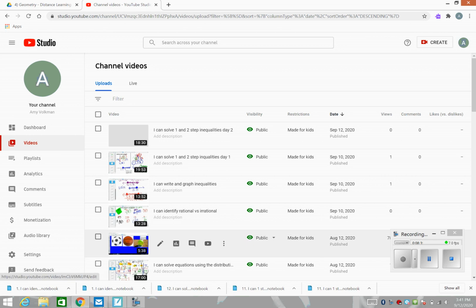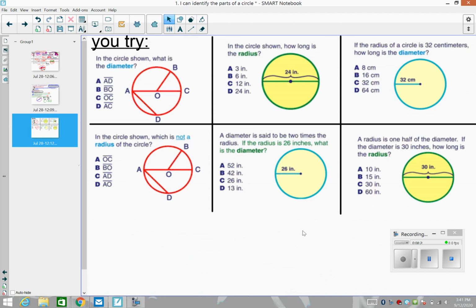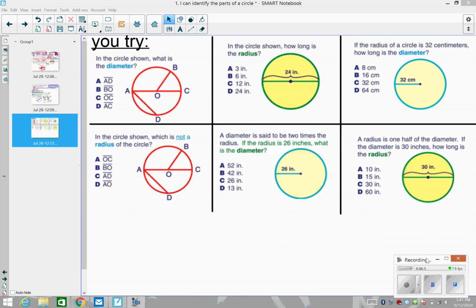All right, going back to our lesson then. So that's the circle song. We'll get that tomorrow. Next problem. The last 6 problems of today are identifying parts of the circle. We'll talk area and circumference tomorrow anyway. It's our learning target. Hopefully I can figure out how to get that video to work in the lesson.